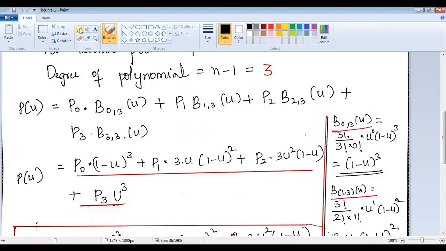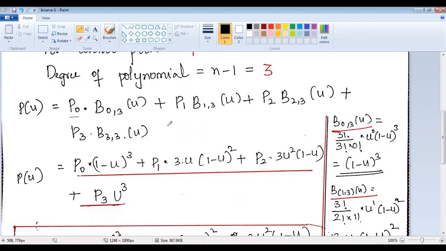That is this P naught into Bezier of 0 comma 3 of u, plus P1 into B of 1 comma 3 of u, plus P2 into B of 2 comma 3 of u, plus P3 into B of 3 comma 3 of u.